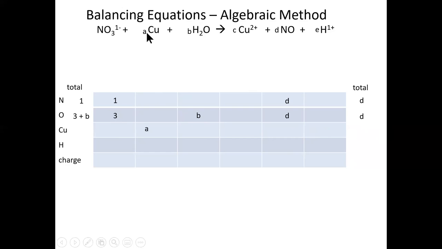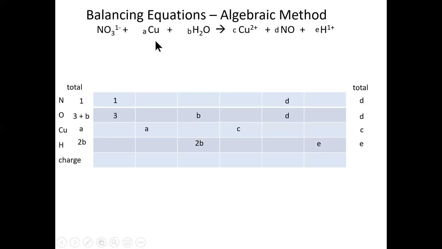Now let's move to copper. Whatever number is put here for A is going to be the number of coppers on the left. So similarly, C has to be the same as A, because whatever number goes here has to be here if we're going to retain balance. So C and A have to be equal. Now for hydrogen, we can see hydrogen is only in water here. So whatever number we put for the coefficient for B, we have to multiply it by 2, to get 2B for the number of hydrogens. And on the other side, the only place where hydrogen is here, there's 1 hydrogen with a charge of 1+, so E will represent the number of hydrogens on the right side. So there are the quantities for hydrogen on reactant and product side.